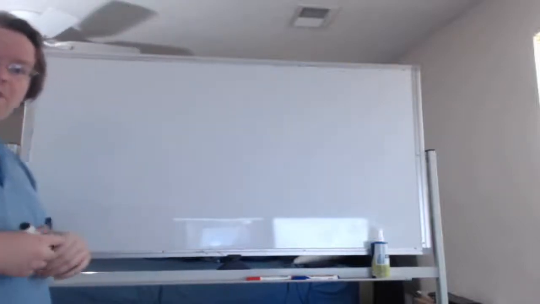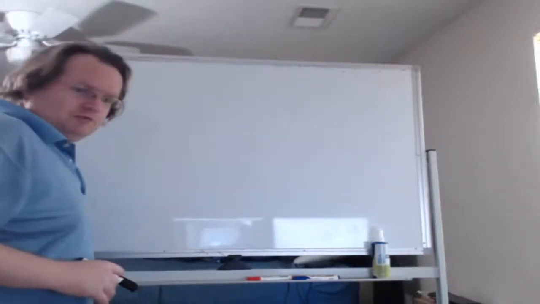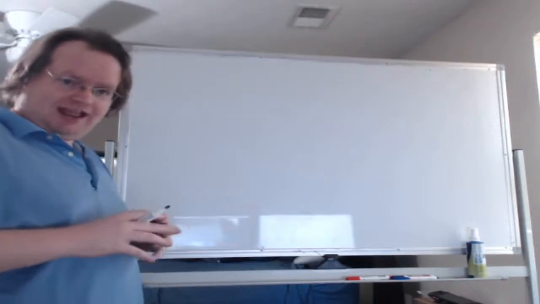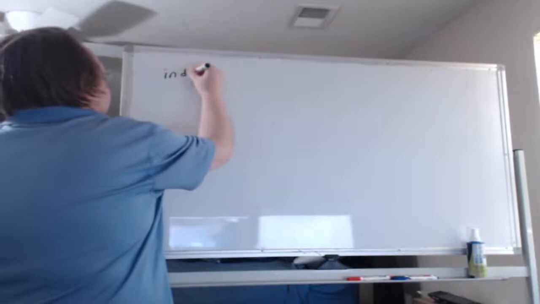So let's talk a little bit about graphs and how we make them. Move this over a little bit so I can stay in the frame. There we go. So in lab, you're usually going to have two types of variables you're worried about. One is called an independent variable.